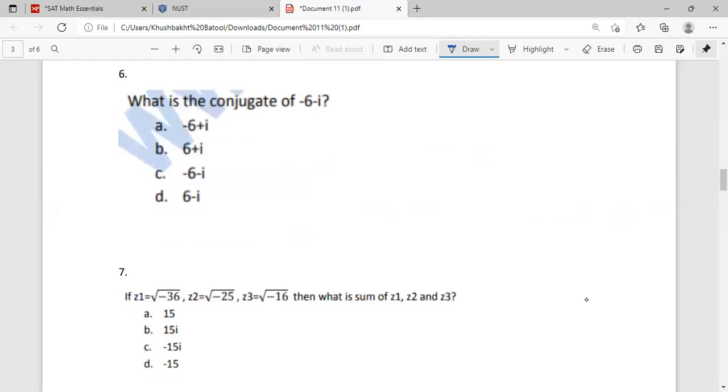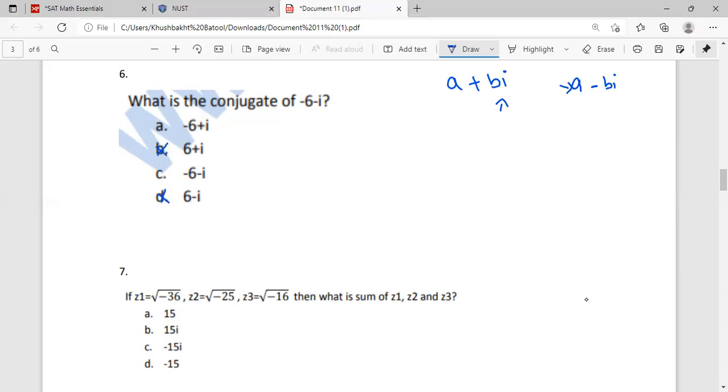What is the conjugate of -6 minus iota? Now, if a plus b iota is a complex number, the conjugate of a plus b iota would be a minus b iota. You need to multiply minus with the imaginary part. Okay, this is the imaginary part. So your real part would stay as it is. You have -6, so clearly b is not the answer because here they have changed the real part as well.